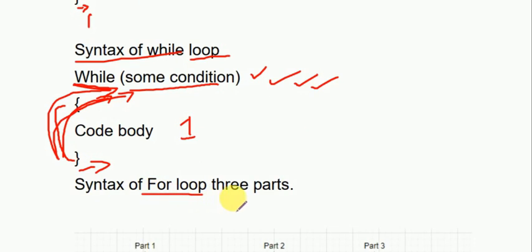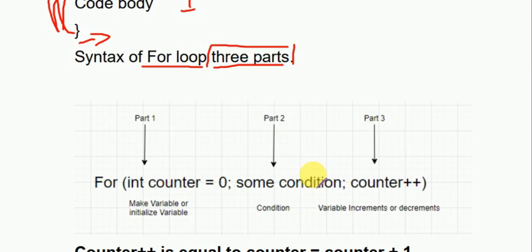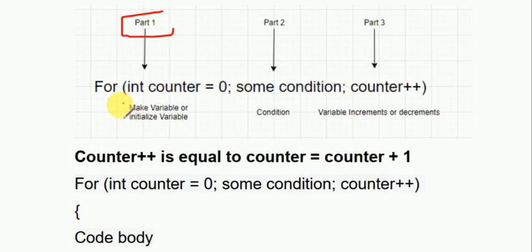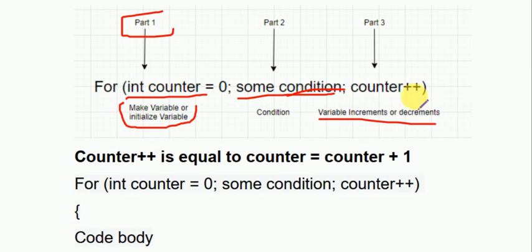For the for loop, the syntax has three parts. The first part is for initializing or making variables, and then we write a semicolon and we write some condition in the second part of the for loop, and then a semicolon, and then an increment or decrement of the particular variable which we are using in the condition part.